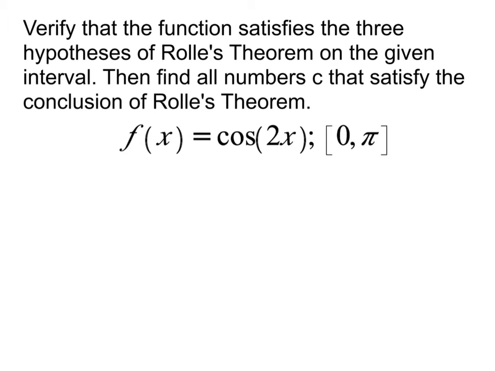In this example, we're going to be first verifying that this function satisfies the hypotheses of Rolle's theorem. And then if it does, then we will be finding the numbers c that actually satisfy the conclusion of Rolle's theorem. Now, if our verification process shows that it does not actually work, then we would just say, no, it does not do it. You don't do anything past that.